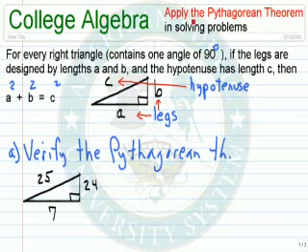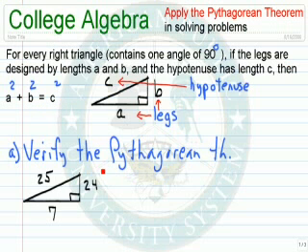In this lesson, we want to apply the Pythagorean Theorem in solving problems. For every right triangle, that's a triangle that contains one angle of 90 degrees, if the legs are designated by lengths A and B, and the hypotenuse has length C, notice C is across from the 90 degrees, then we know that A squared plus B squared equals C squared.